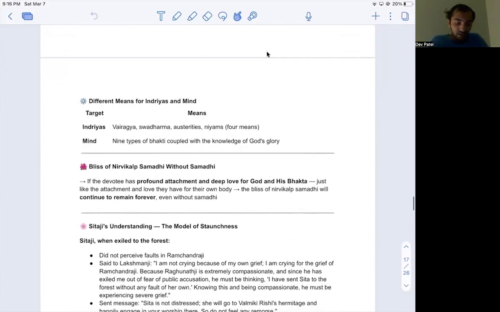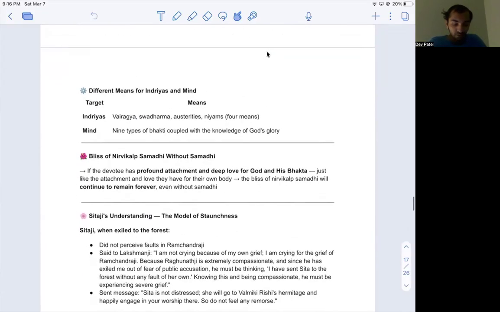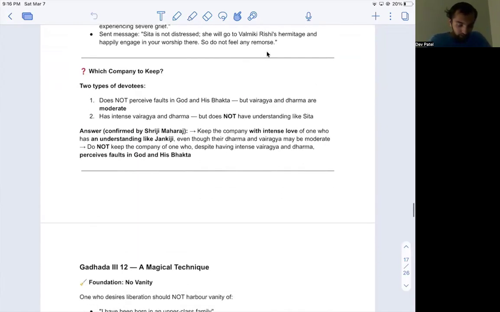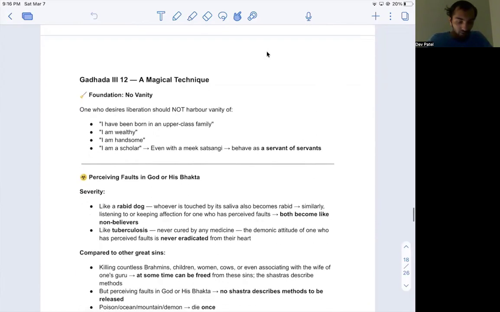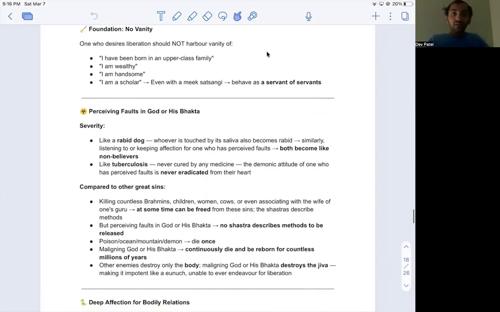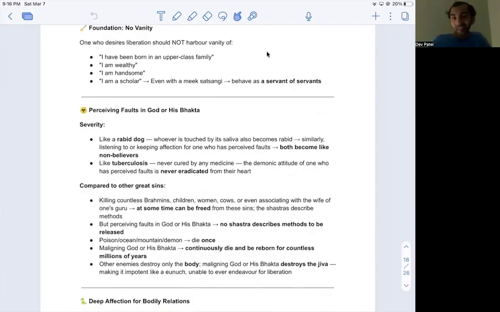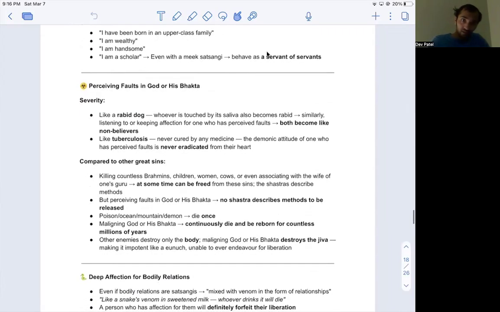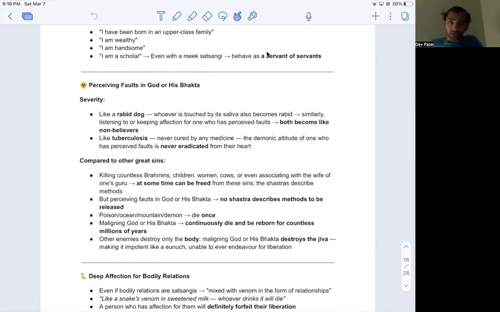See, he did not perceive flaws in Ramchandraji. In the same way, you should not perceive flaws in God or the Sant. Do not perceive flaws in God or his Sant. A rabid dog's saliva makes one rabid. If you kill countless Brahmin children, women, and cows, you can at some time be freed from those sins, but you cannot be freed from the sin of perceiving flaws in God or his Sant.